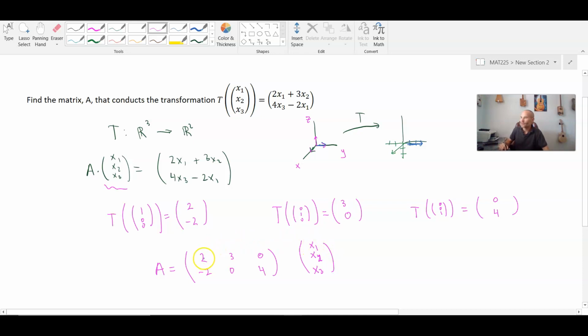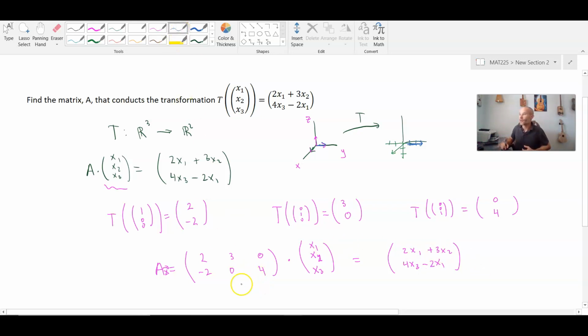So x1 multiplies the first column, x2 multiplies the second column, x3 multiplies the third column. So what we'll end up having is, and I'll just put an x here to make this equal sign true, we'll have 2 times x1 plus 3 times x2 plus 0 times x3, which is really just 2x1 plus 3x2. And then when we multiply the bottom components, negative 2 times x1 plus 0 times x2 plus 4 times x3, well, that's negative 2x1 plus 4x3, which is the same thing as 4x3 minus 2x1. And we can see that the transformation has been performed.